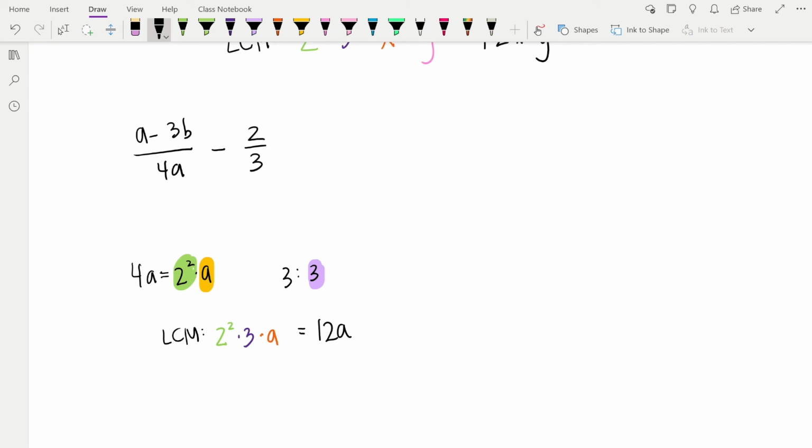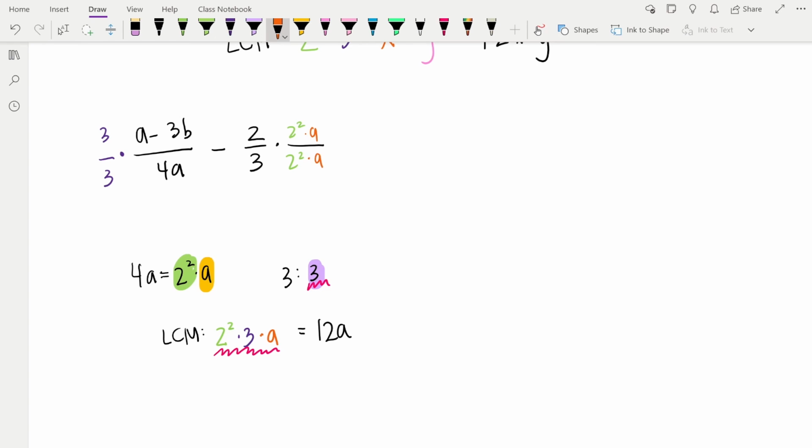But now the next step is, how do I make it be a common denominator? I look at this list of factors compared to what I have here, and I see what's missing. So this one is missing the 3. I need to multiply this by 3 over 3. And if I look at this guy compared to my least common multiple, I need to see what's missing. And it's missing the 2 squared and the a. So I have to multiply this by 2 squared over 2 squared and a over a.